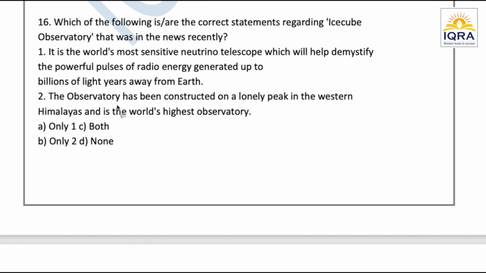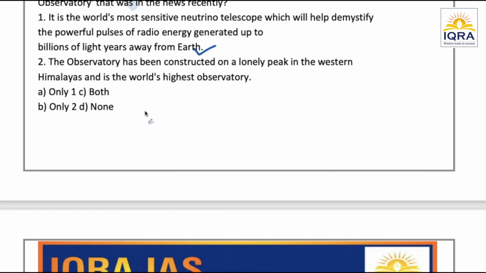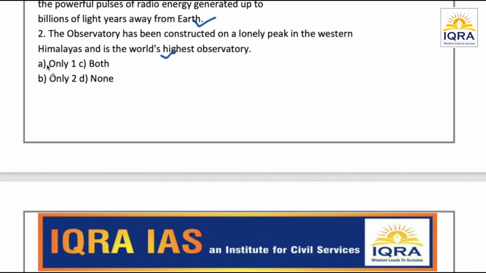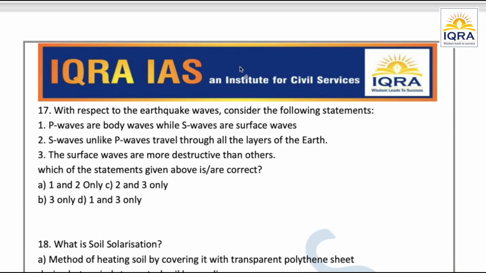Next question, question number 16. Which of the following is a correct statement regarding the Ice Cube Observatory that was recently in the news? First statement says it is the world's most sensitive neutrino telescope, which will help demystify the powerful pulses of radio energy generated up to billions of light years away from the Earth. Correct. Second statement says the observatory has been constructed on a lonely peak in the Western Himalayas and is the world's highest observatory. No, it has been constructed in Antarctica. So option A, only one, is the correct answer here.